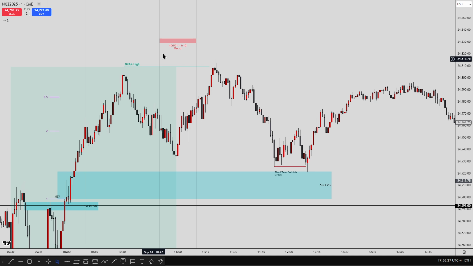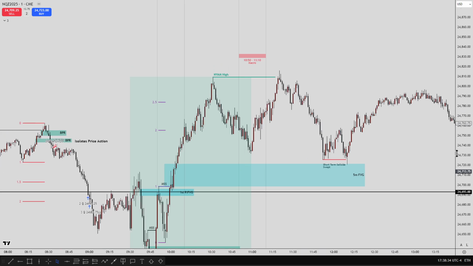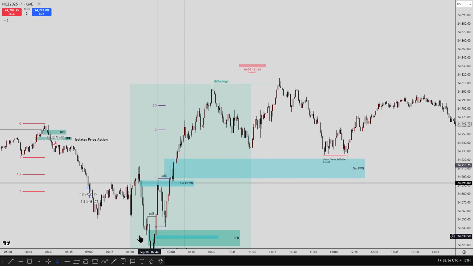Putting the New York AM high, coming to the macro. This is the 10:50 to 11:10 macro. If you've had a large one-sided move inside of the first part of the AM session going into the 10:50 to 11:10 macro, you're likely to get some kind of retracement that goes against the one-sided move that occurred in the AM session.